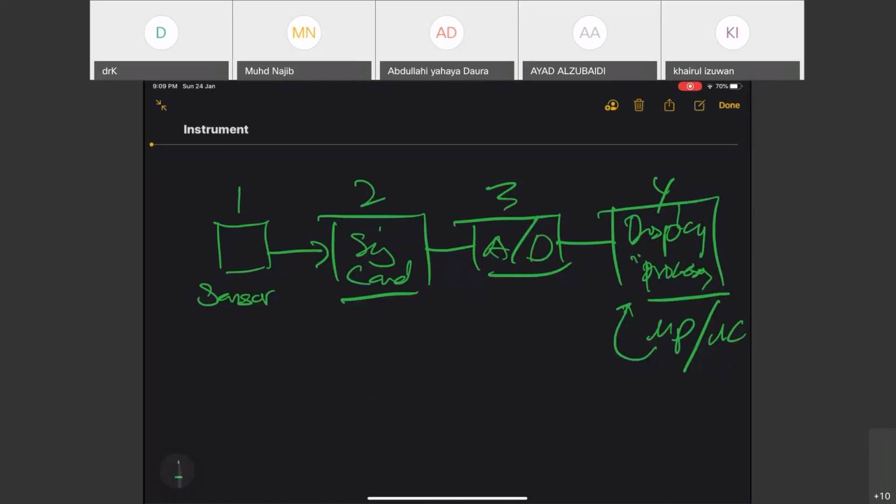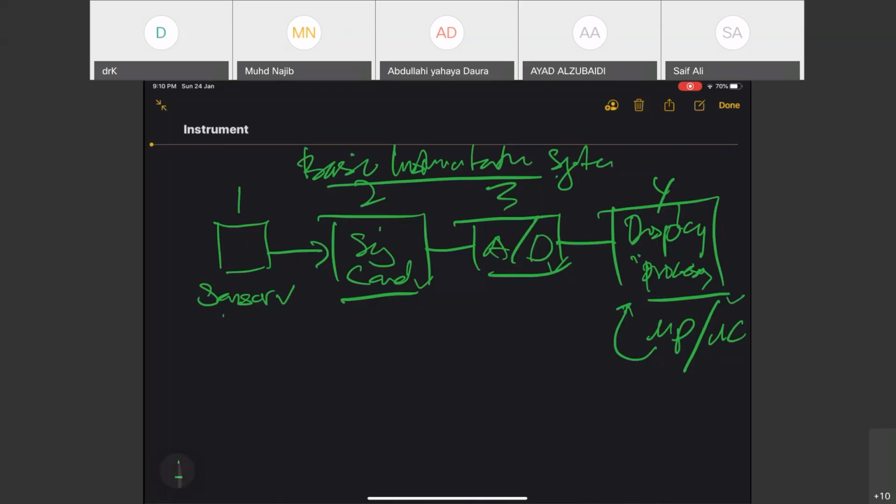Yes. All right. So this is particularly the basic instrumentation system. Okay, 1, 2, 3, 4. 4 blocks. Basically, the first one is the sensor. Then we have signal conditioner. Then we have A to D, and we have previously covered micro P and micro C.